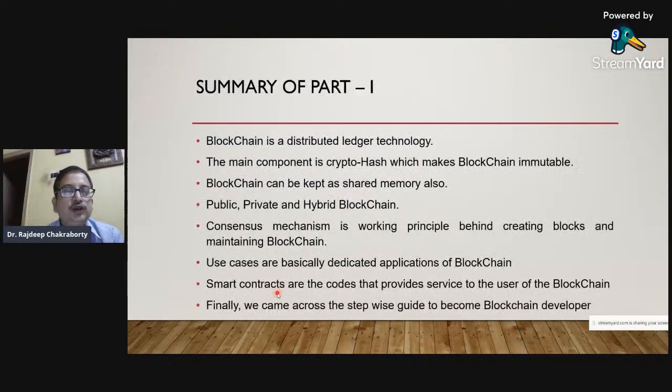Okay. So in part one, what have we covered? We understood that blockchain is a distributed ledger technology, and the main component is the crypto hash, which makes the blockchain immutable. Blockchain can be kept in shared memory also. So public, private, and hybrid blockchains are there. We need a consensus mechanism, which is the working principle behind creating blocks and maintaining a blockchain. Use cases are basically dedicated applications of blockchain. Smart contracts are the code that provides services to the users of the blockchain. And finally, we came across the stepwise guide to become a blockchain developer.